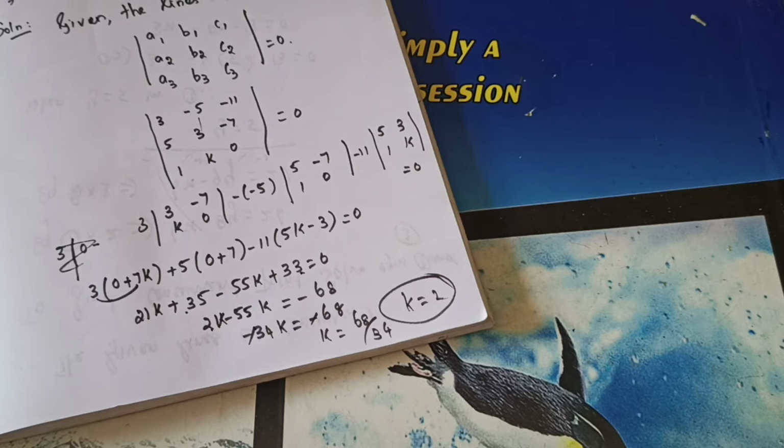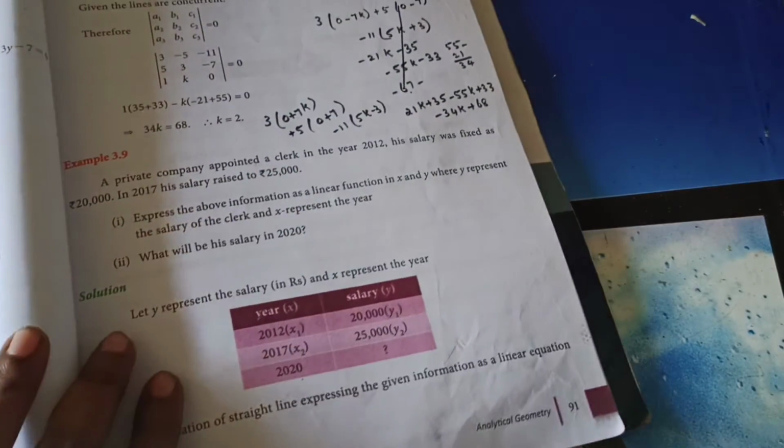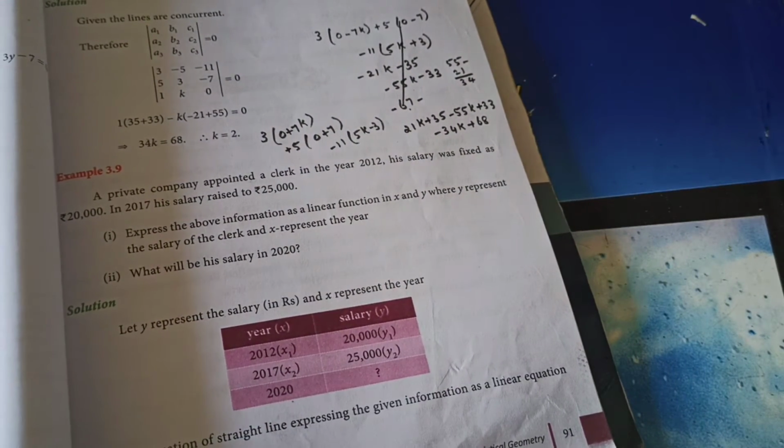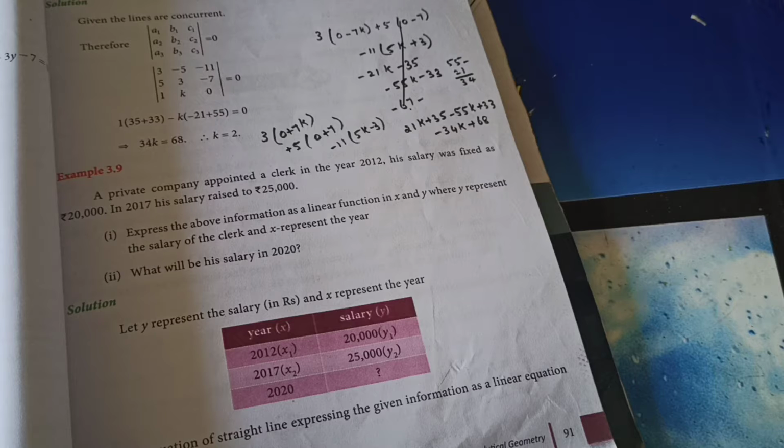Now all of you take out your books please. The next question is somewhat big, so I will read the question from your book. A private company appointed a clerk in the year 2012. His salary was fixed as 20,000. In 2017, the salary rose to 25,000.